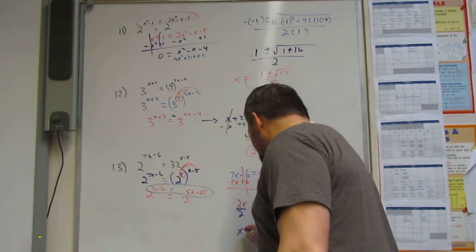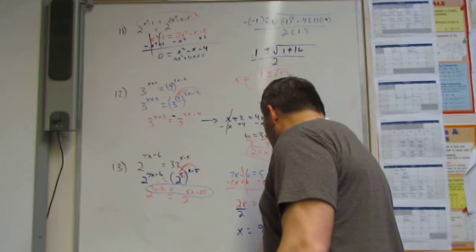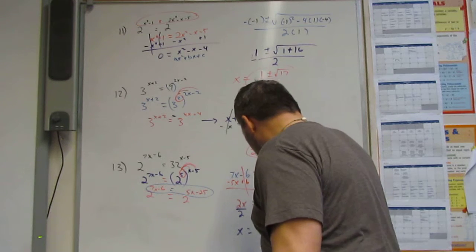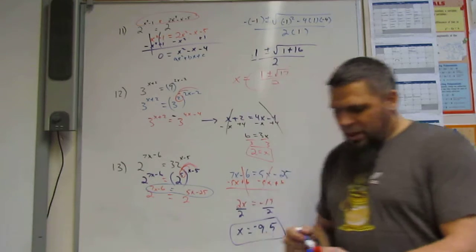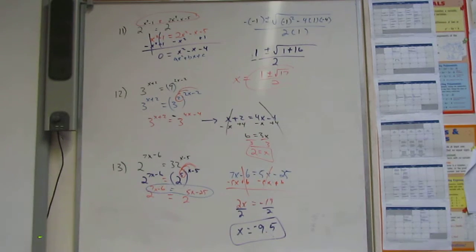Then I got x is equal to negative 9.5. Okay. We're almost there, people. We got this.